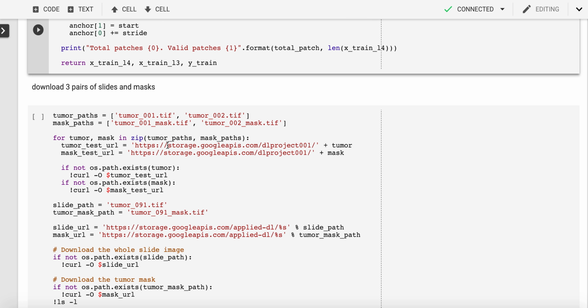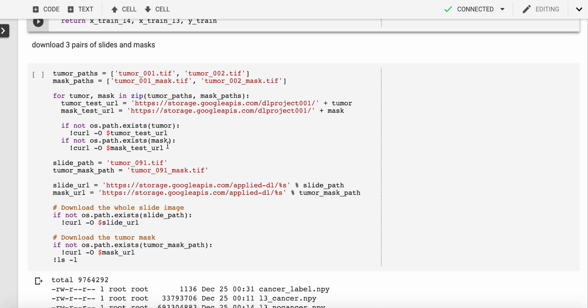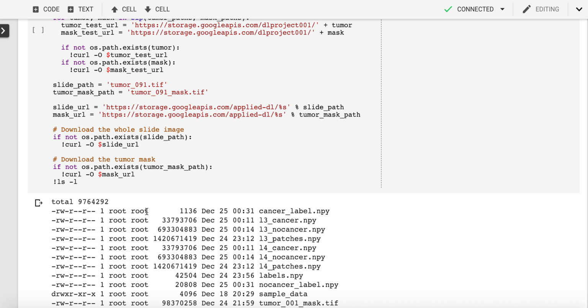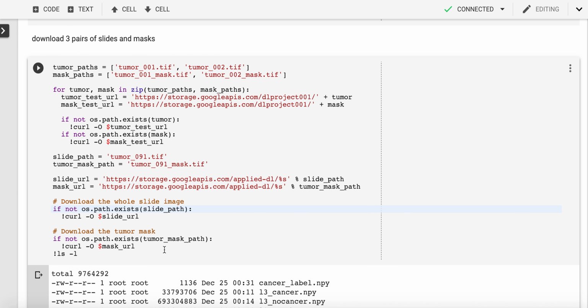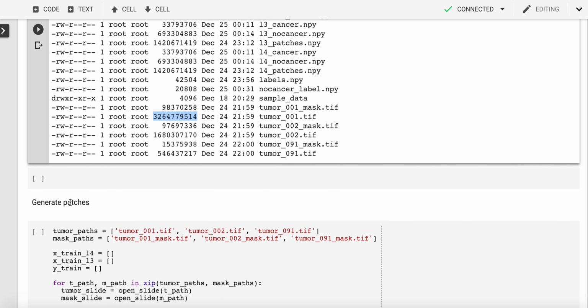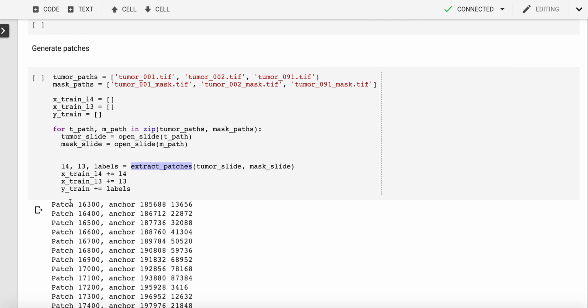All right, then let's prepare our data. The data is very, very large. The tumor slide is around 1 gigabyte, and I think I actually have one that is around 3 gigabytes. Yeah, there you go. Let's first download it, and then let's generate the patches.